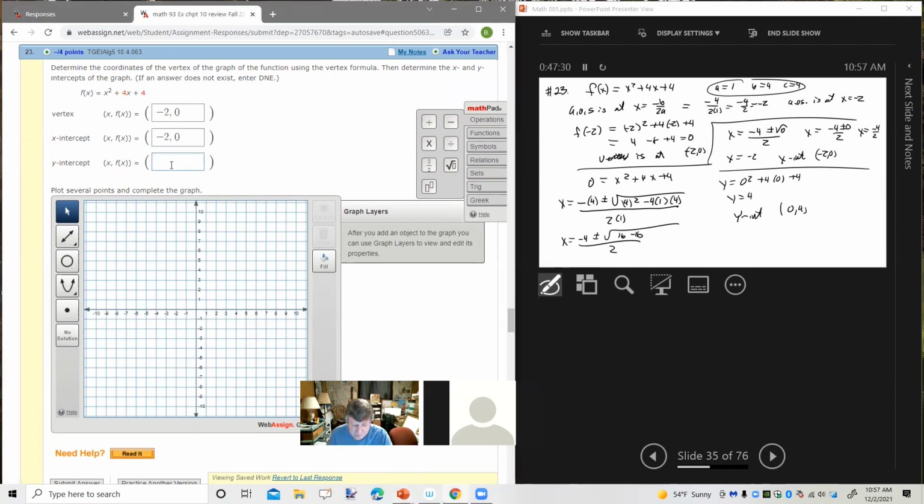Now, plot several points and complete the graph. So I'm going to start with the vertex, (negative 2, 0). And then I need one other point. Well, let's see, the x-intercept is also the vertex, so I can't use that one, but (0, 4), that's another point.